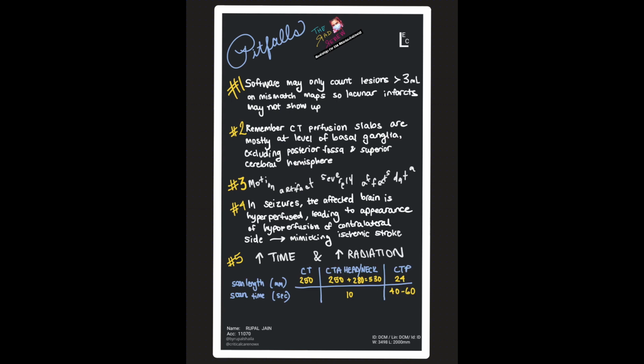In this table, you can see that compared to a CTA head and neck, the CT perfusion scans only 24 millimeters of brain parenchyma. This is compared to 530 millimeters in a CTA head and neck. In the CT perfusion, that small area of parenchyma is radiated for 4 to 6 times longer.